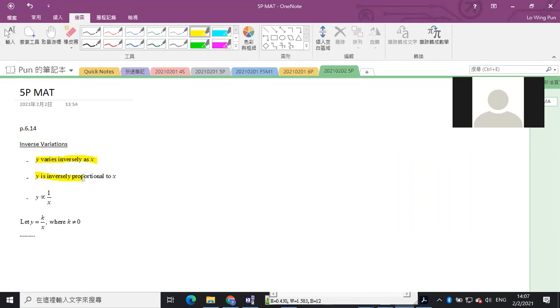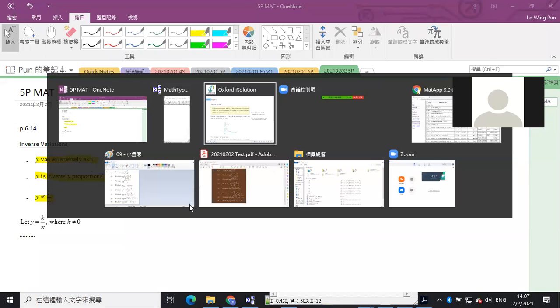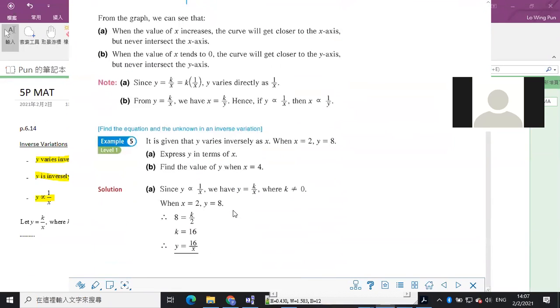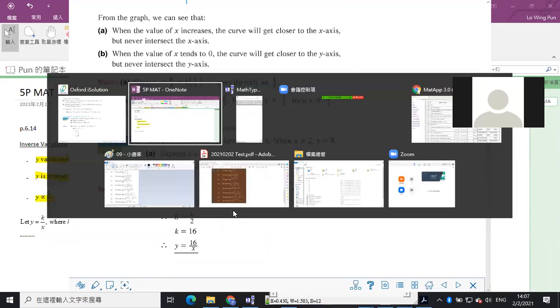Sometimes it will say that y is inversely proportional to x, or y symbol 1 over x this time. So it is like this. Let us go to read some examples here. Let's go to page 6.14 and read example 5. Let us read example 5 together.